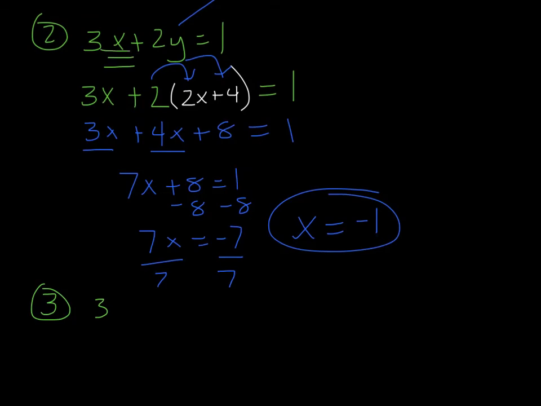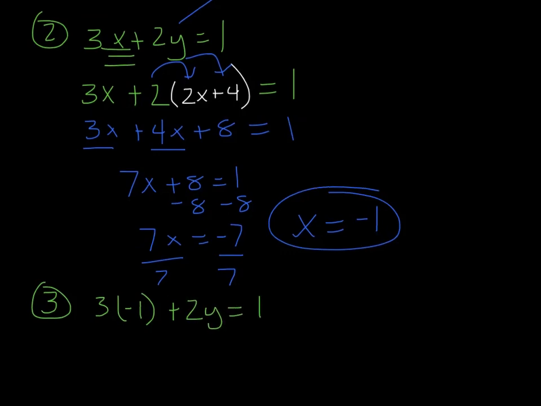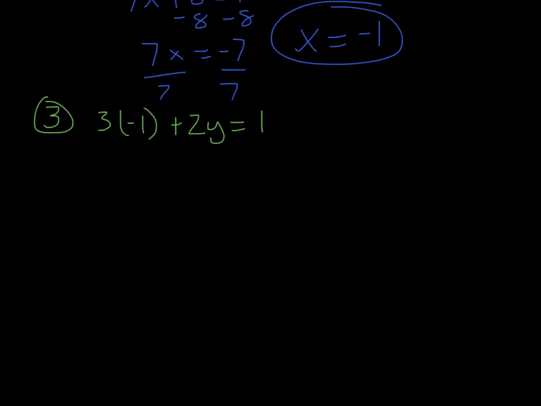Well, I know what x is. It's negative 1. I know the secret. I know that mystery is solved, so I'm just going to use it. Plus 2 times y equals 1. Let's move this up so we can see it a little better. And so that's negative 3, right?